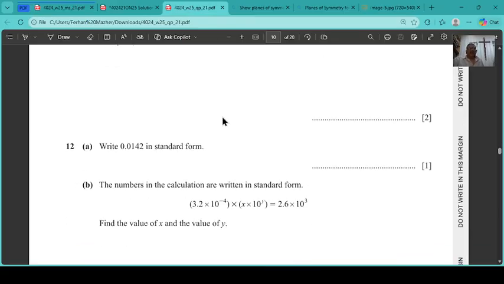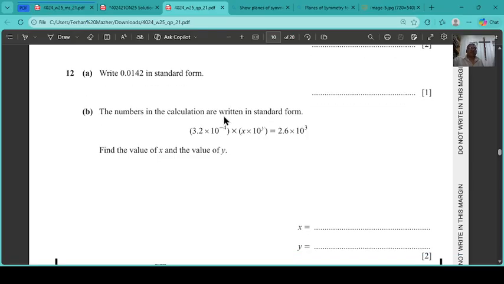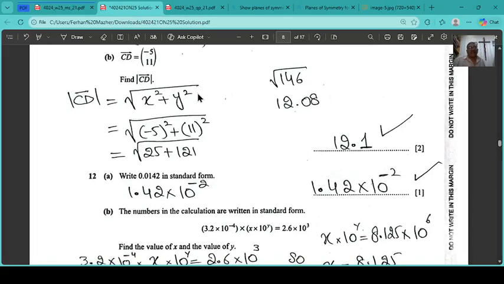Okay, my dear students, now we are going to the next question, which is question number 12. He says write 0.0142 in the standard form. So if you want to convert this into the standard form, you have to move this decimal in such a way that this number should be more than 1 and less than 10.